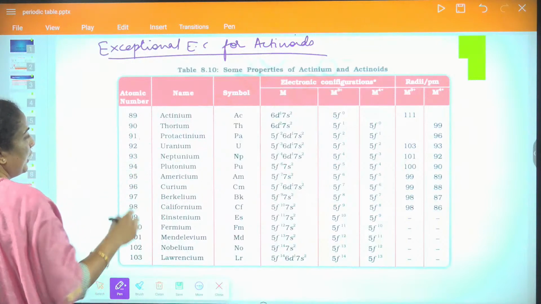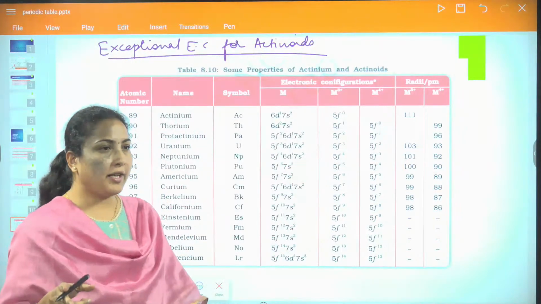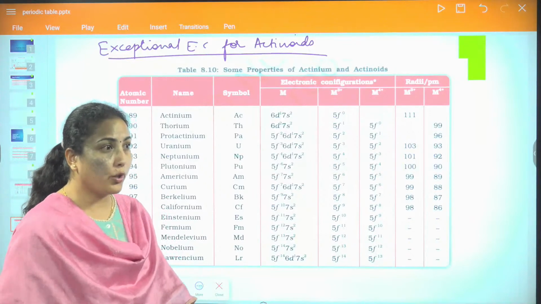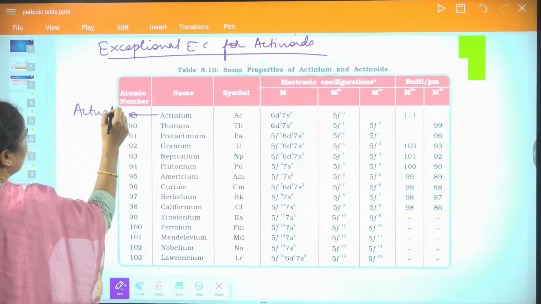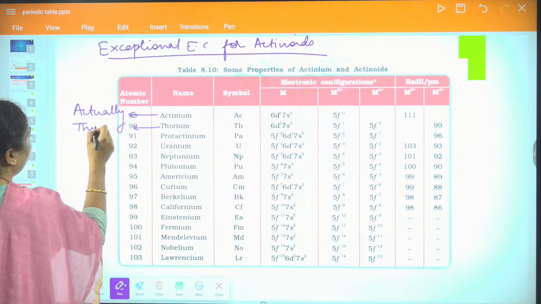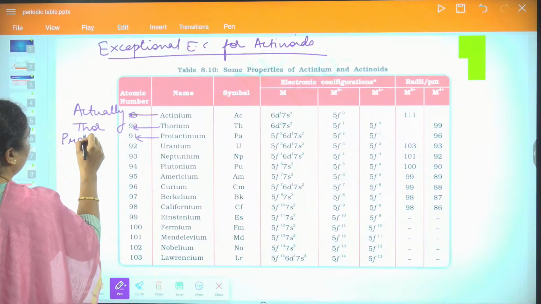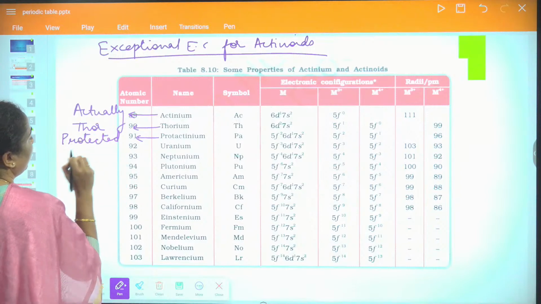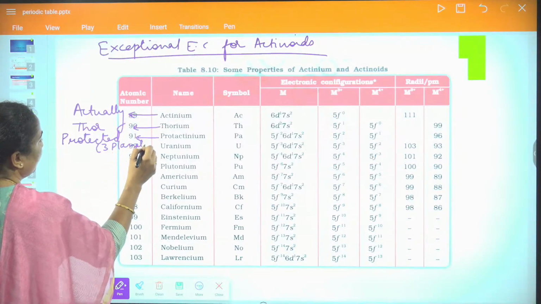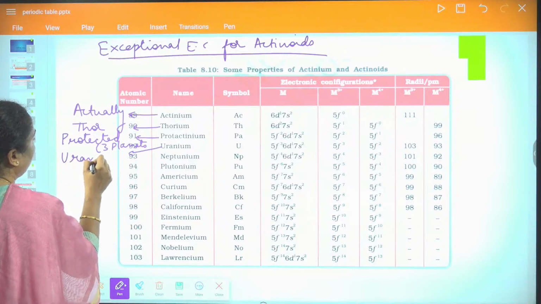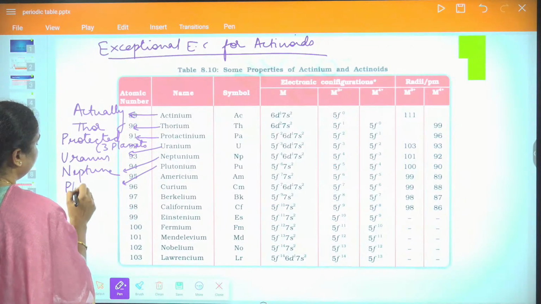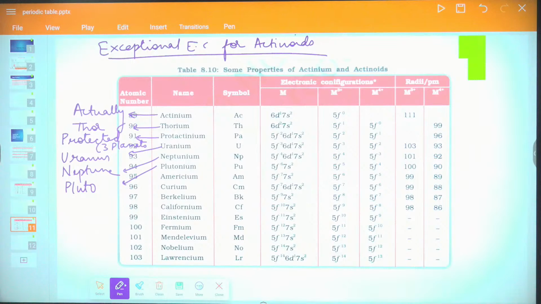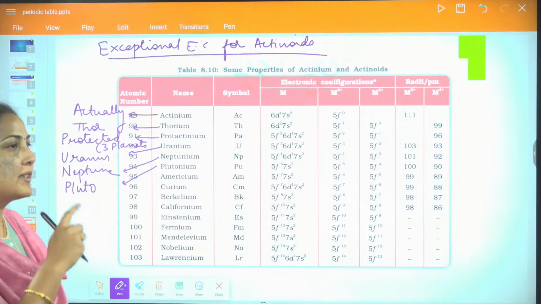Everybody might have watched this movie where Avengers and all. There is a character named Thor, right? So here we are going to make a mnemonic with that. Actually, Thor protected what? He protected 3 planets. What are those planets? Uranus, Neptune and Pluto, right? So write this. Thor protected 3 planets. What were those planets? Uranus, Neptune and Pluto.